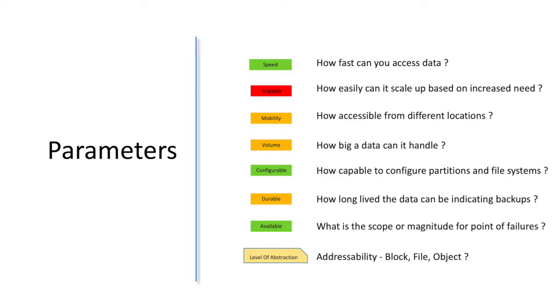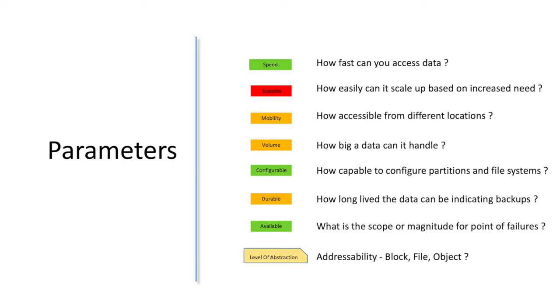Availability: is it available if in case I want it right now? Is the storage available, or is it going to take like 5 minutes, 10 minutes, how much time? It is the availability. And the most important thing is level of abstraction. So there are three levels of abstraction. As you would know, the entire data in storage is stored at a very basic level, which is block level. On top of it, we have file abstraction, and on further top of it, we have object abstraction.